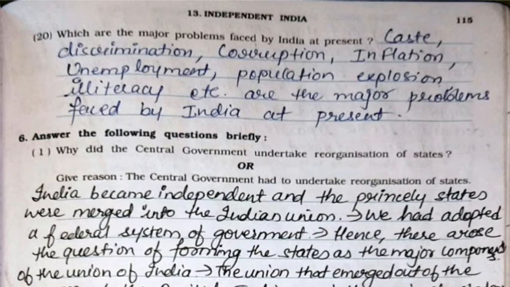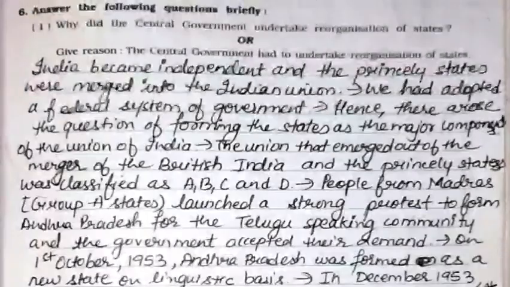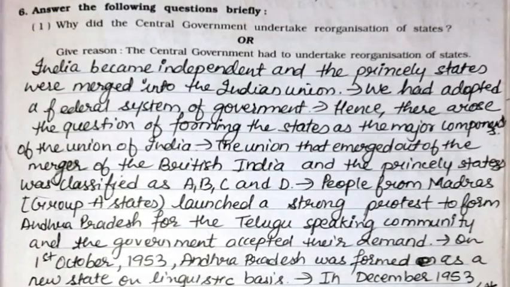Now we'll continue with question number 6. Answer the following questions briefly. First one, why did the central government undertake reorganization of states, or give reason the central government had to undertake reorganization of states? India became independent and the princely states were merged into the Indian Union. We had adopted a federal system of government. Hence, there arose the question of forming the states as the major components of the Union of India.